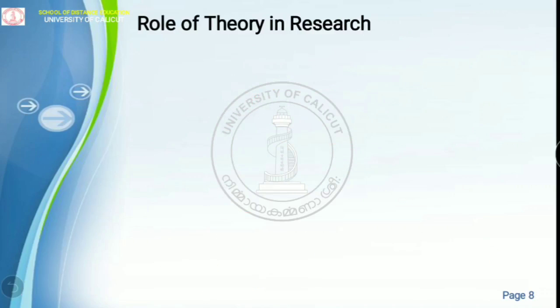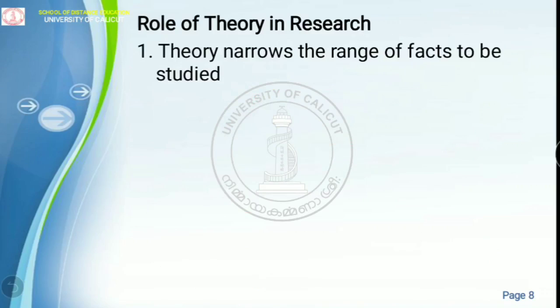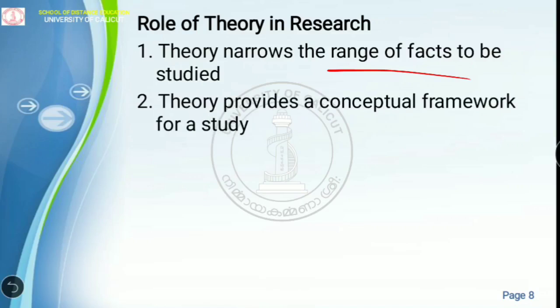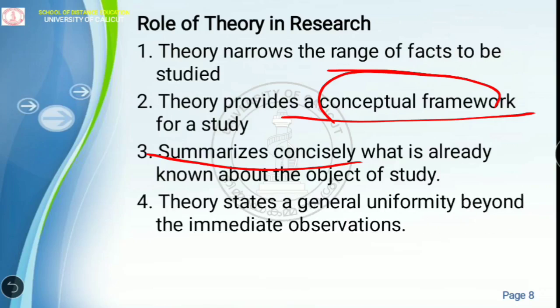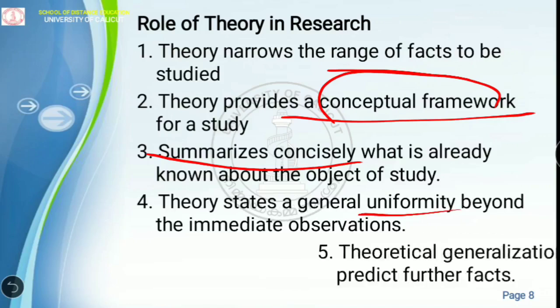And what is the role of theory in research? The theory narrows the range of facts to be studied in our research. Then the theory provides a conceptual framework about the study, and summarizes concisely what is already known about the object of the study. The theory states a general uniformity beyond the immediate observations.